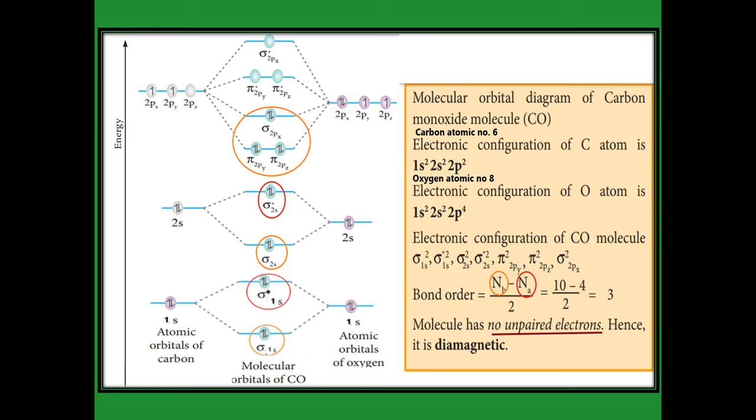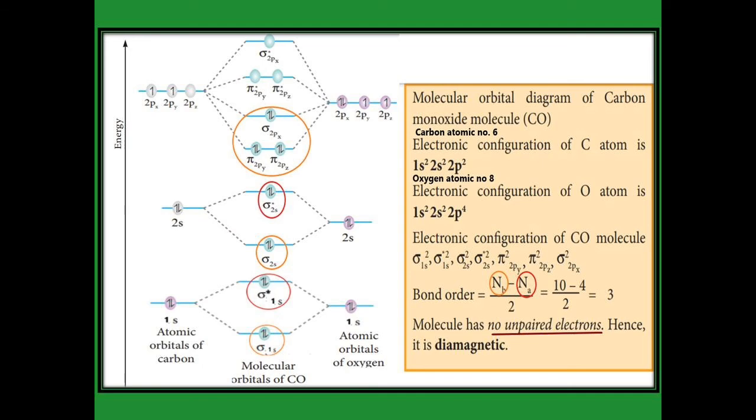Now we are going to write the electronic configuration of carbon monoxide, starting from sigma 1s. Sigma 1s contains 2 electrons, and sigma star 1s has 2 electrons. Sigma 2s has 2 electrons. Next, sigma star 2s contains 2 electrons, and pi 2py has 2 electrons. Pi 2pz has 2 electrons. The last one, sigma 2px, contains 2 electrons.